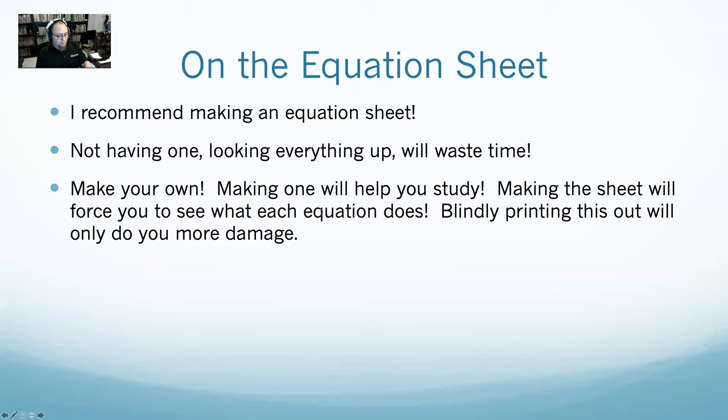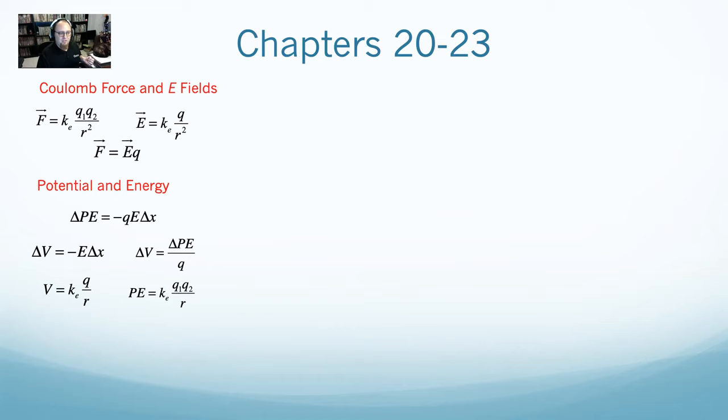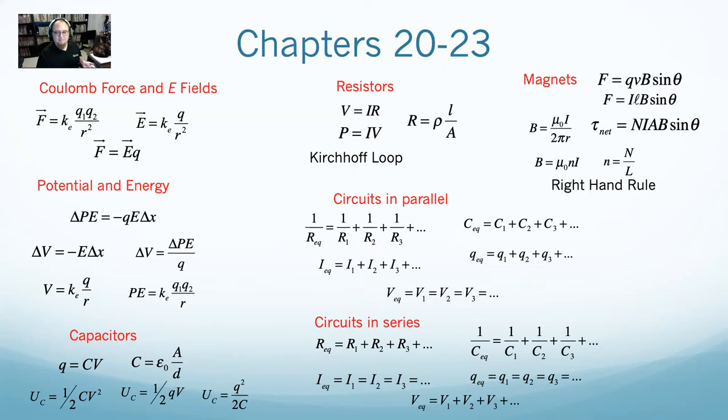I always recommend making an equation sheet, even though it's open notes since we're online. The process of making an equation sheet is a good way to study. Plus, you don't want to have all the notes open during the exam. It just wastes time. But I always did this in Physics 1, so I'm going to do this in Physics 2. Here's the rundown. Forces and electric fields. I'm going to do this fast because I only have a minute. But this is posted online. Potential energy due to charges, and potential energy and electric potential. Capacitors. Resistors. Circuits in parallel. Circuits in series. And magnets.